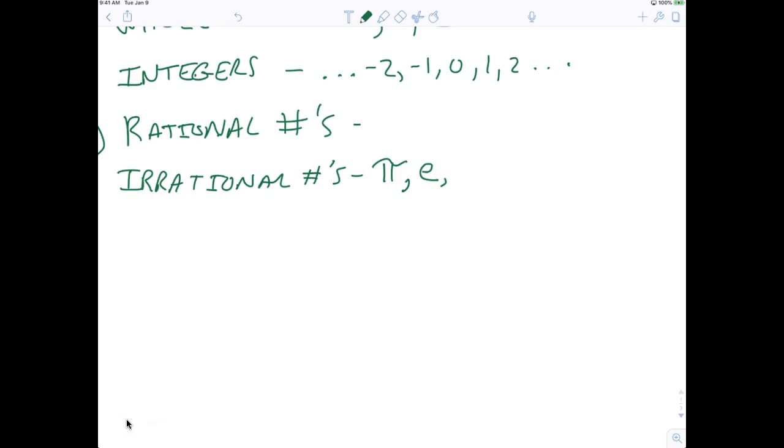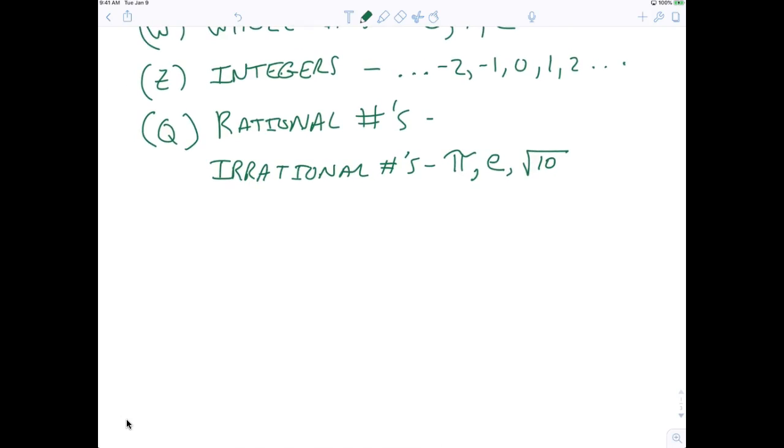Now, another example would be something like the square root of 10. If you type that on your calculator and hit square root of 10, it will be some decimal that doesn't repeat. That is considered irrational. Now, the last set. Oh, and by the way, the abbreviation, believe it or not, is IR for irrational. Yeah, I know. It doesn't make any sense to me either, guys.